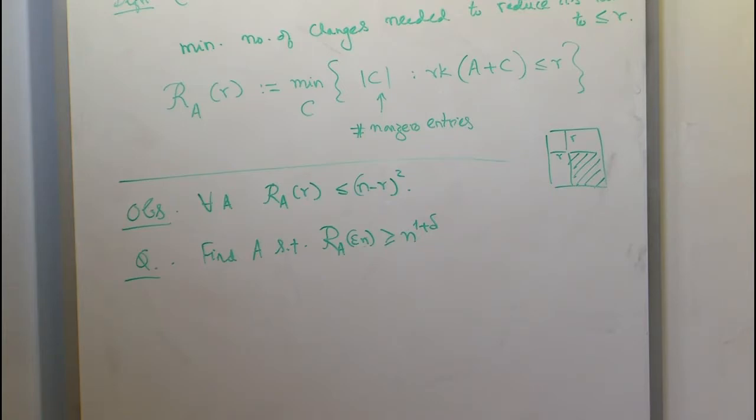Pick your favorite matrix. Almost every matrix is rigid. Sorry? Random. Excellent.